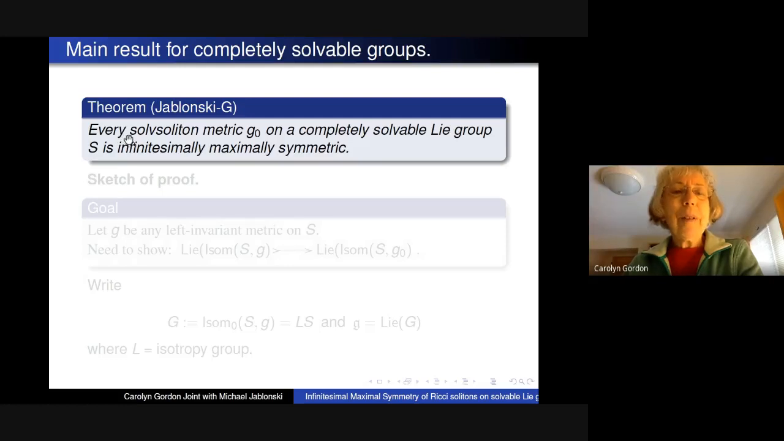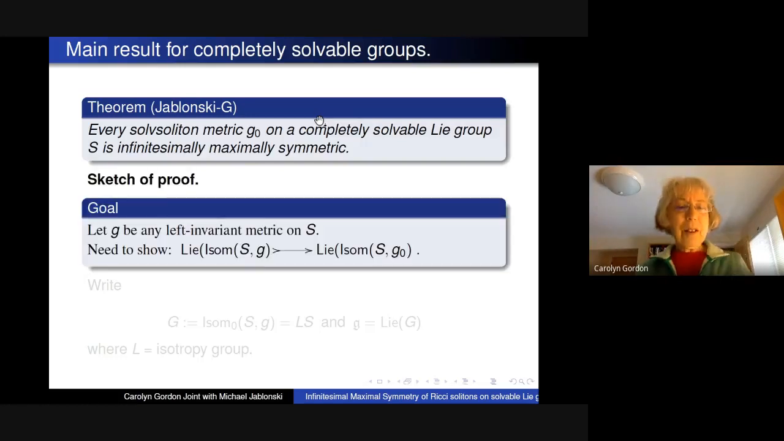Again, in the completely solvable case, let me first prove the theorem in that case. So we want to show that every solve-soliton metric, G naught, on a completely solvable Lie group is infinitesimally maximally symmetric. And on a completely solvable Lie group, every soliton is a solve-soliton. So that will give the result in the completely solvable case. Let me just sketch the proof for you. The goal is to show that if you have any left invariant metric on S, then the isometry algebra of G is contained in that of G naught.